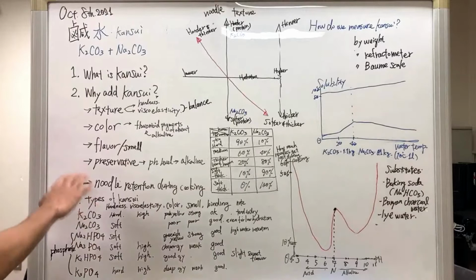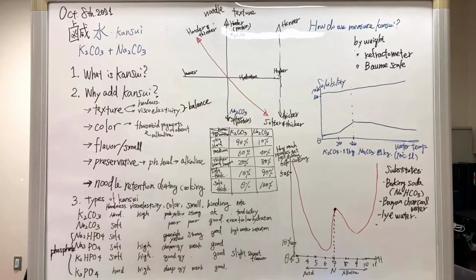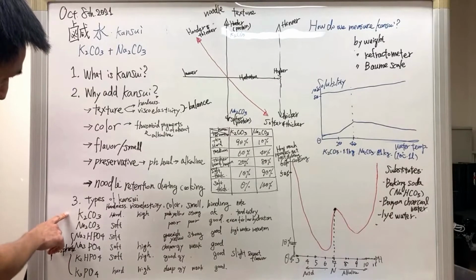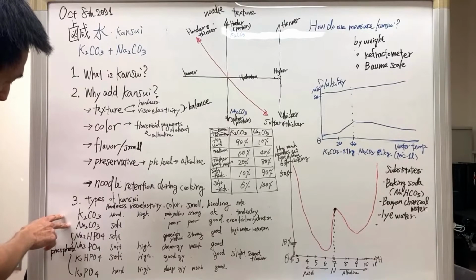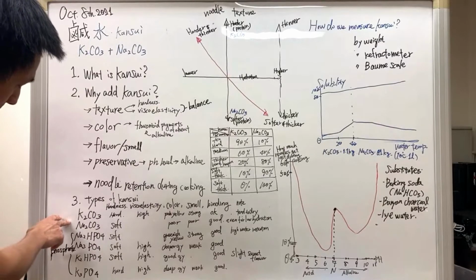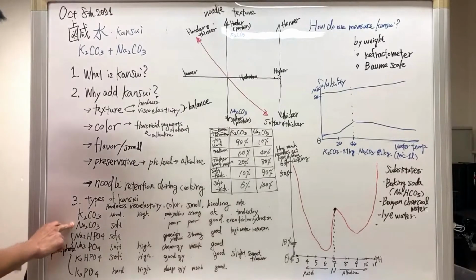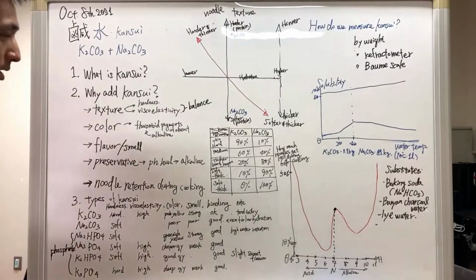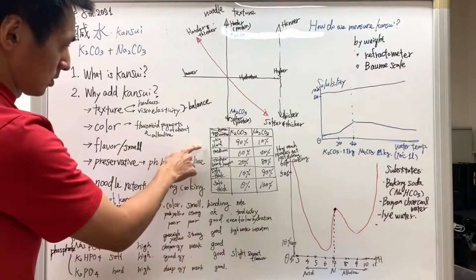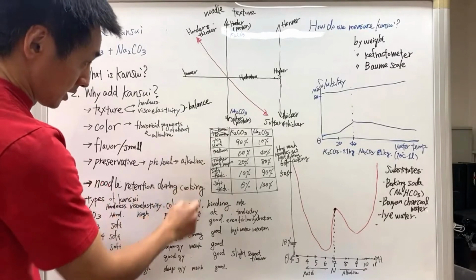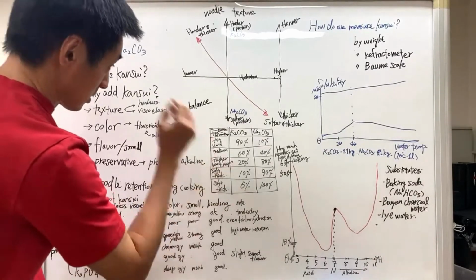And there are many other types of Kansui out there. We basically use potassium carbonate and sodium carbonate blended to make up the Kansui. And this is an actual table we took from our noodle textbook.